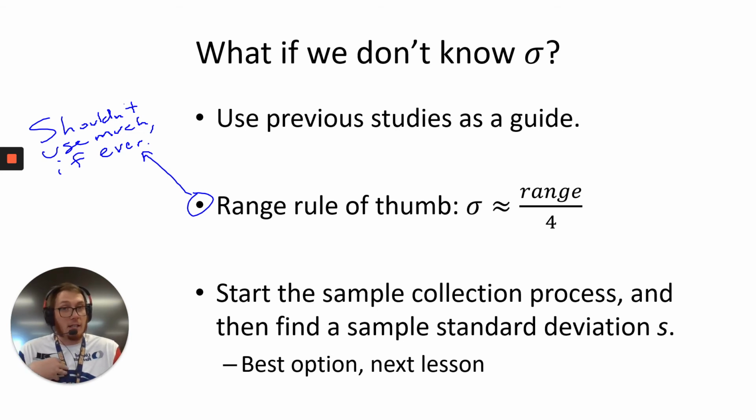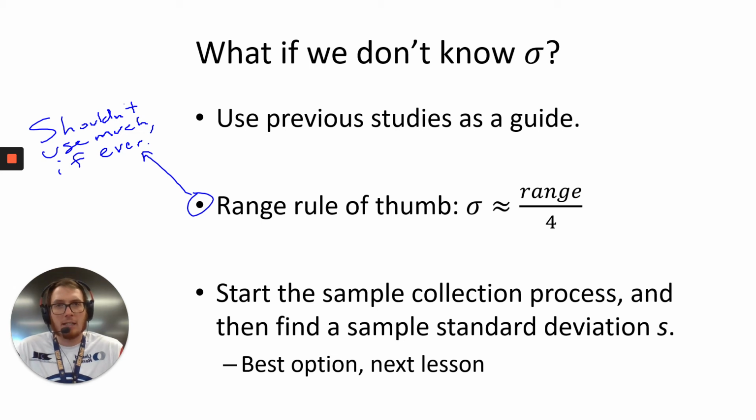I'm never going to ask you that on a test question because we shouldn't be using that idea. The best idea is the third bullet point, which is if we don't know sigma, well, we collect some data, find a sample, find the sample standard deviation, and then use what's known as a t-distribution table because we're going to be less confident compared to our z-table.